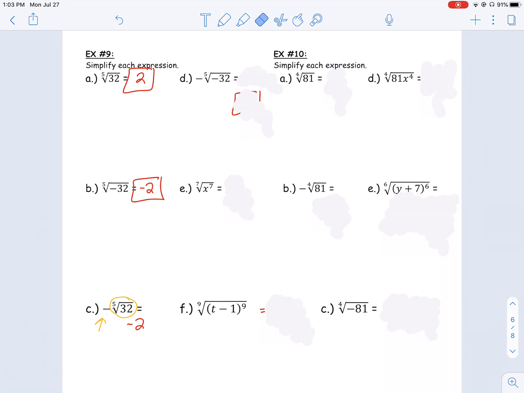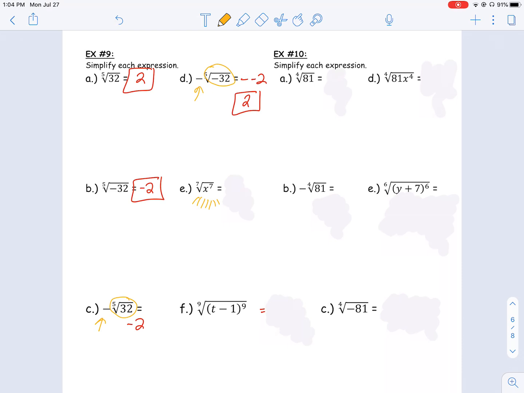Okay, what about D? D says, I want the fifth root of negative 32 and then the opposite of it. So the fifth root of negative 32 is negative 2, and the opposite of negative 2 is positive 2. You have to be careful with all those different negatives. All right, what about E? I have the seventh root of x to the 7th. So what quantity multiplied 7 times gives me x to the 7th?